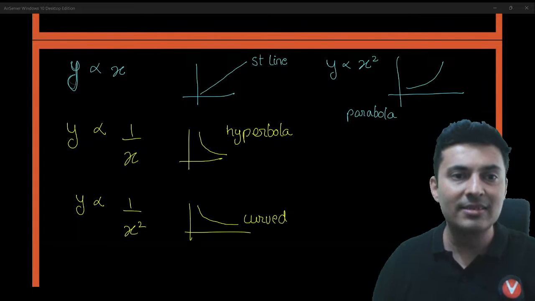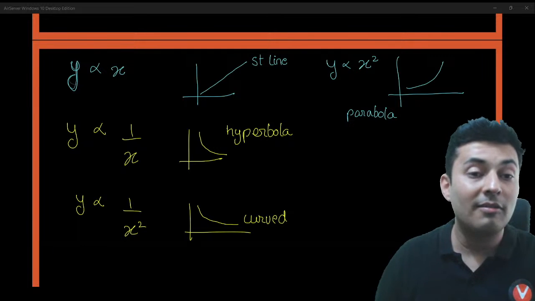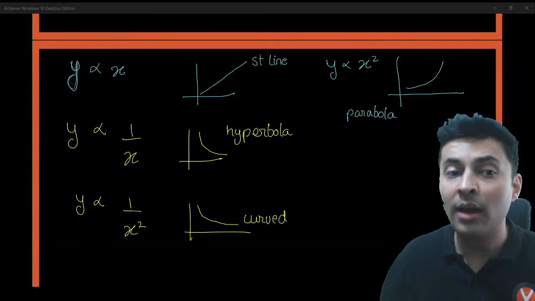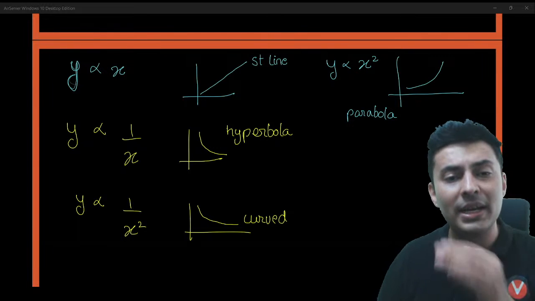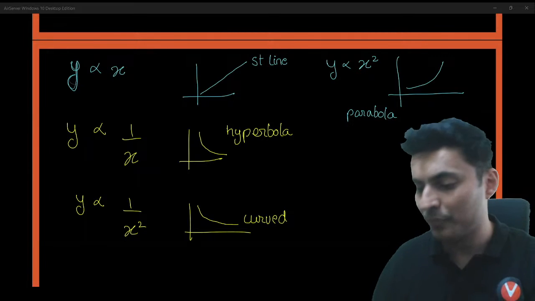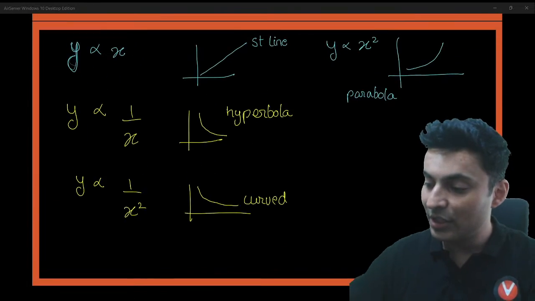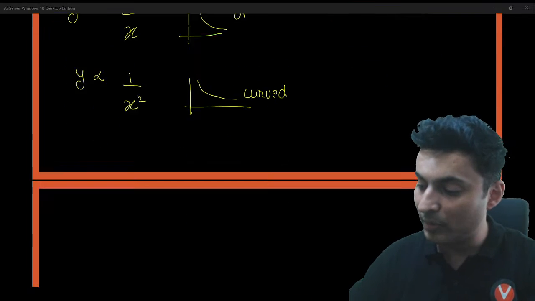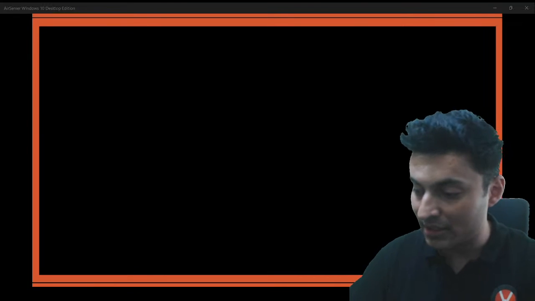So x is a straight line, x square is a parabola, 1 by x is a hyperbola, 1 by x square is some curve looking like a hyperbola, but it is not a hyperbola. It is just a curve. Now you will understand why we did this, because you will see so many graphs associated with this particular concept.